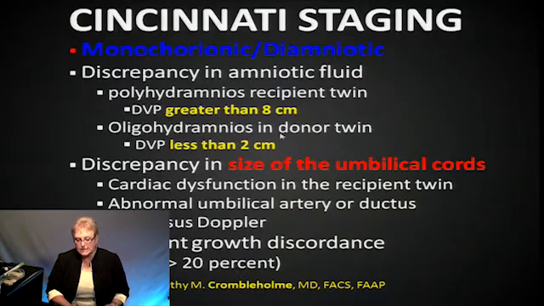The Cincinnati staging is looking more at the amniotic fluid discrepancy. We're using the deepest vertical pockets, discrepancy in the size of the umbilical cords, and then more the cardiac dysfunction. So we'll probably eventually come out with our own scoring system. The cardiac dysfunction really has been helping a lot with our recipient twins, trying to figure out when we want to intervene.